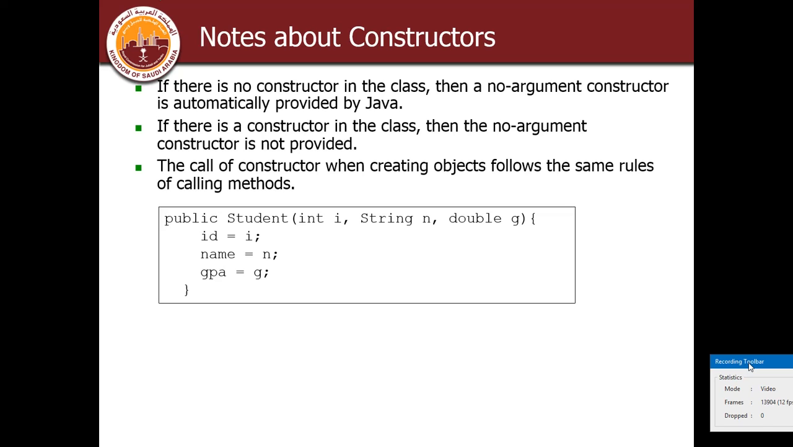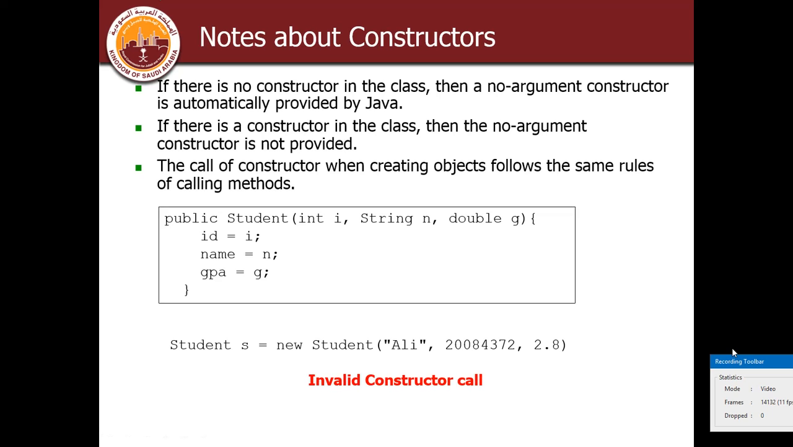Call of the constructor when creating the object follows the same rule as calling methods, just like I explained. So for example, over here, Student s, if I create an object and first of all I pass the string parameter, then integer, then double, it will be an invalid call. I just explained in the program now. Invalid constructor call. Why invalid? Because the first one should be an integer.